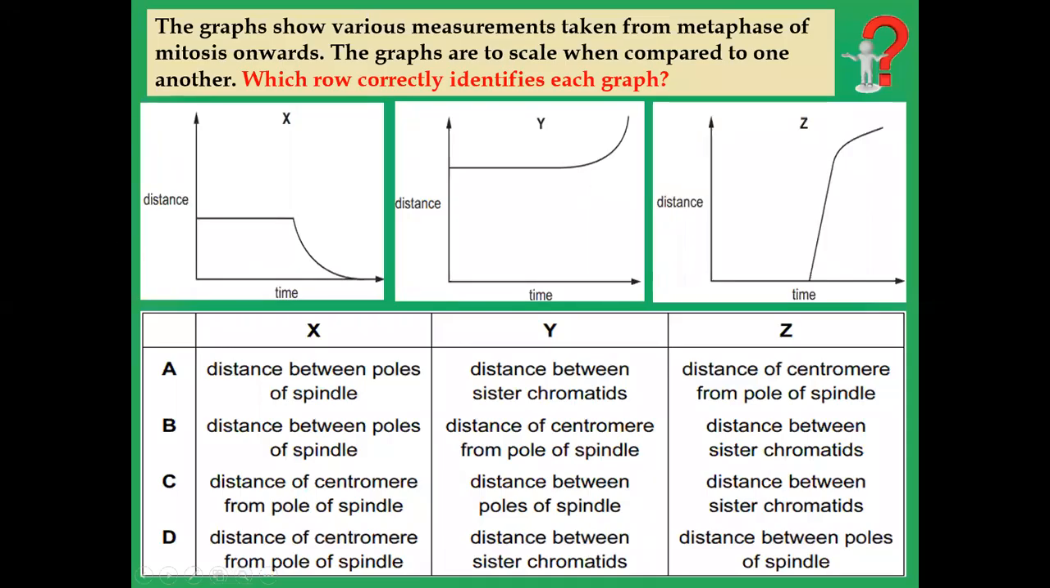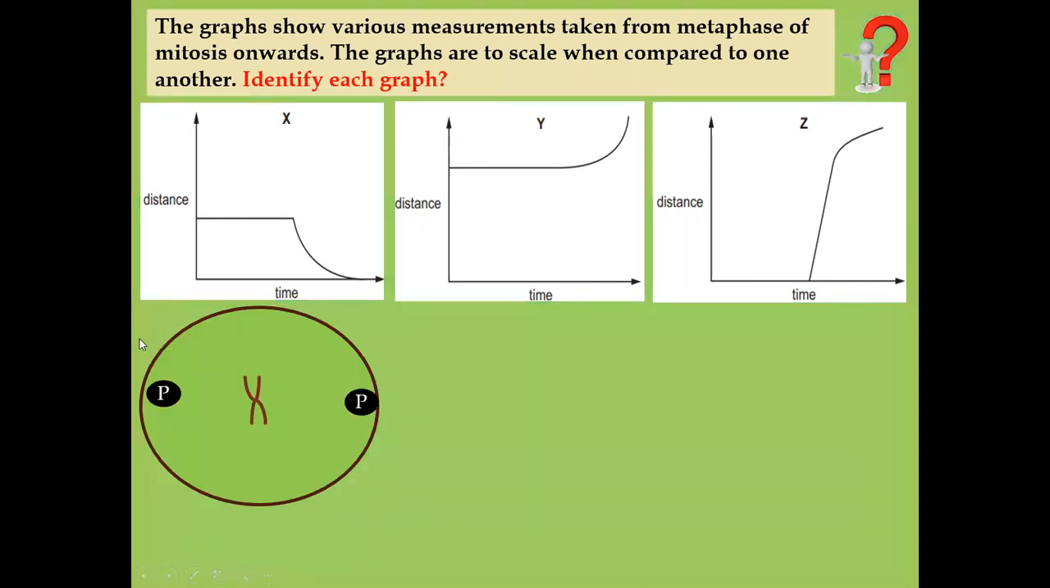The graph shows the various measurements taken from the metaphase of mitosis onward. The graphs are to scale when compared with one another. In this graph, we are supposed to identify the different parts of mitosis with reference to the graph values. For example, graphs X, Y, and Z represent the distance of these components after metaphase. So we can see these different graphs and their representation.